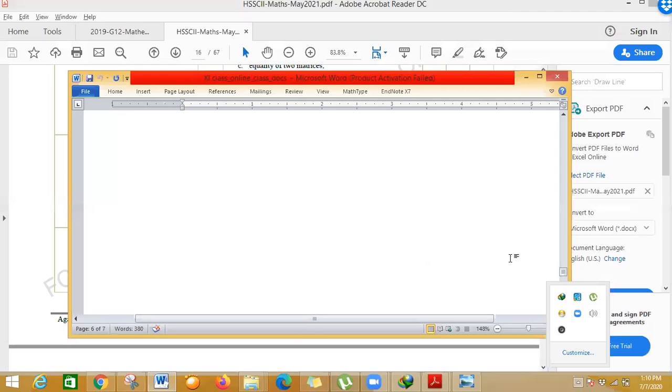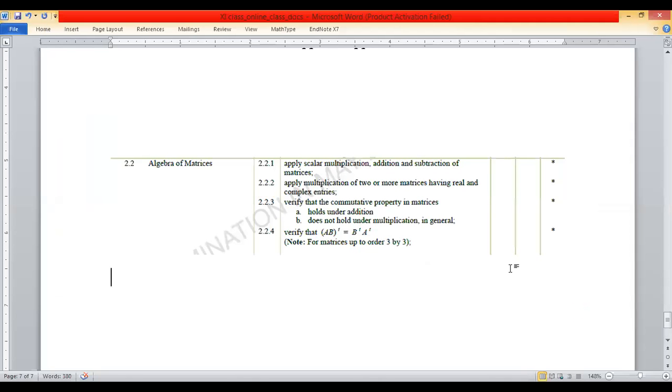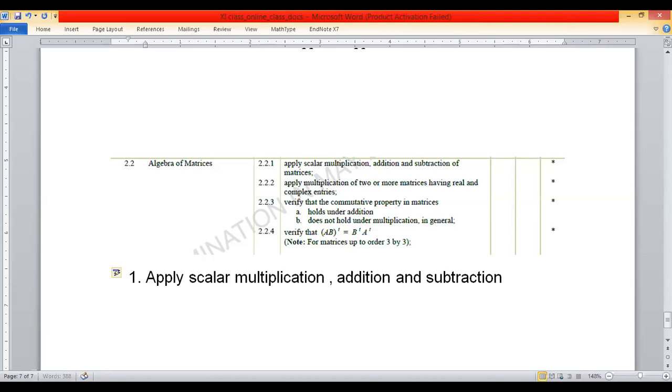तो आज के दिन के लिए वी स्टार्ट फ्रॉम अलजेब्रा ऑफ मैट्रिक्स। हमारे पास जो फर्स्ट है वो है स्केलर मल्टीप्लिकेशन। Addition and subtraction of matrices.